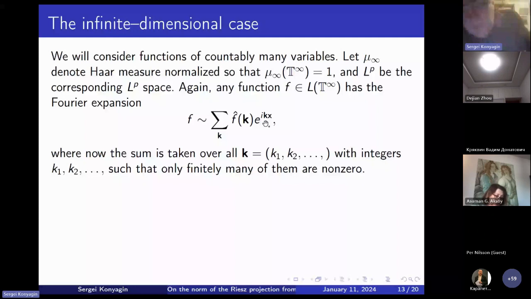but I have to draw your attention that here we have the sum over all the vectors k such that only finitely many coordinates of k differ from zero.